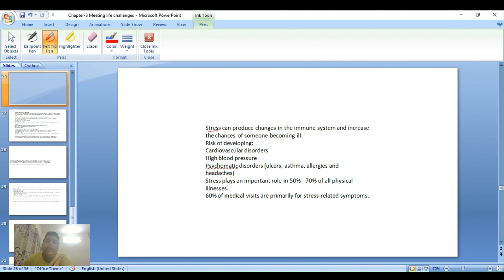Stress can produce changes in the immune system and increase the chances of someone becoming ill. The risk of developing cardiovascular disorders, high blood pressure, psychosomatic disorders. So we've studied that stress can produce changes in our immune system. It can increase the chances of someone becoming ill.